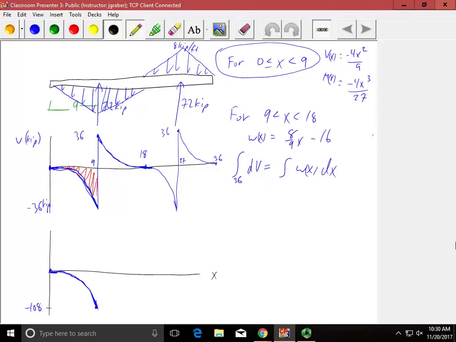Well, will it end at 0? Yes. But we want an equation for it. We don't just want a single number. So we're going to do from 36 to v, so we can get an equation for it. Exactly. And we're going to do the same thing for x.